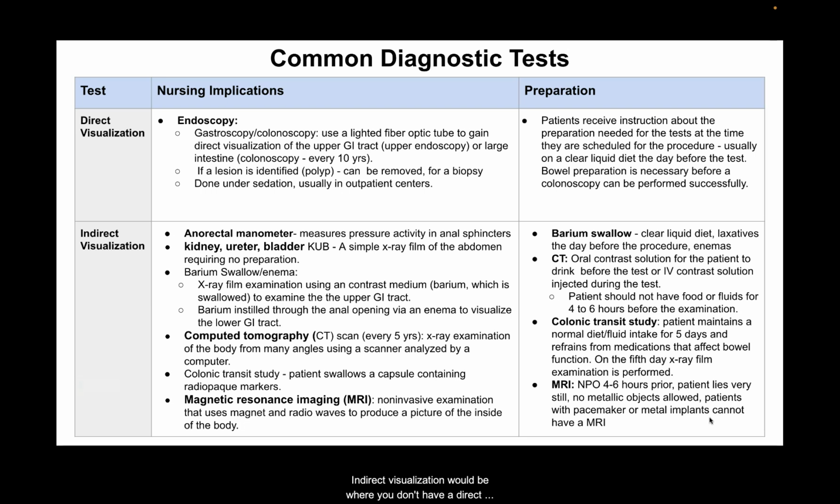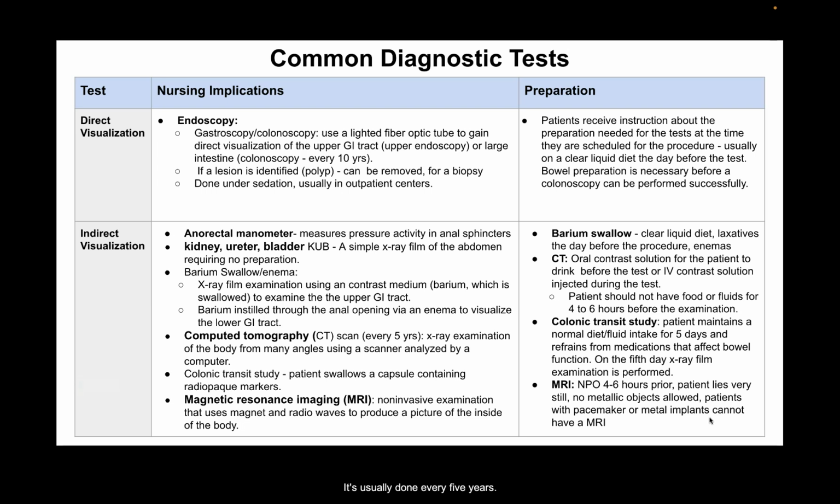Indirect visualization would be where you don't have a direct visualization of the GI tract. So you have the anorectal manometry, right? Or you have the KUB, we call it kidney, ureter, bladder, a simple x-ray of the abdomen, and it doesn't require any preparation. They don't have to be NPO or anything like that, unless the doctor orders it that way, all right? And then you have the barium swallow test or enema. And then you have the CT scan.